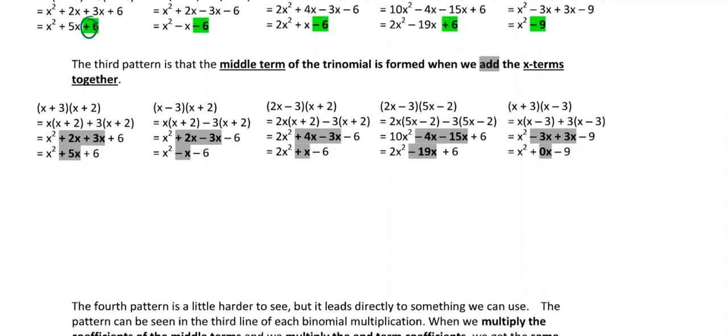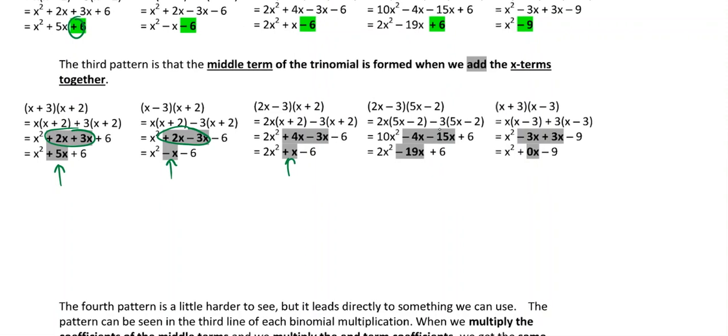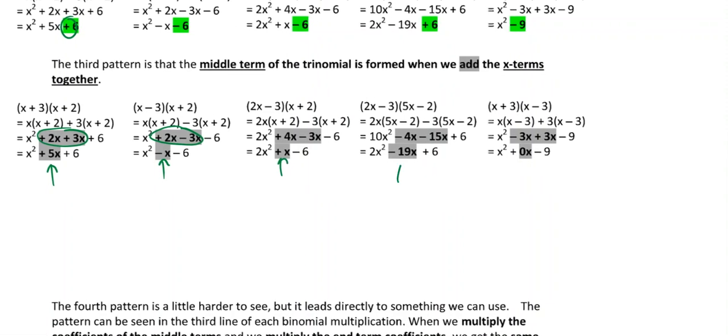The third pattern is that these numbers, when we expanded it out, right, the 2 and the 3 added up to the 5 in the middle, right? The 2 minus 3 gave us -1 there. 4 minus 3 gave us +1. -4 minus 15 gave us -19, right? So those middle numbers give us that one. -3 plus 3 gave us 0.